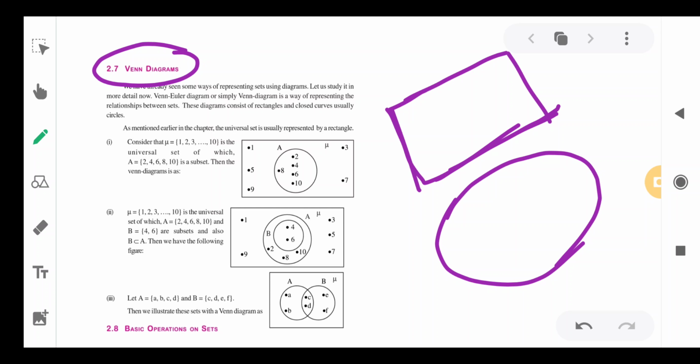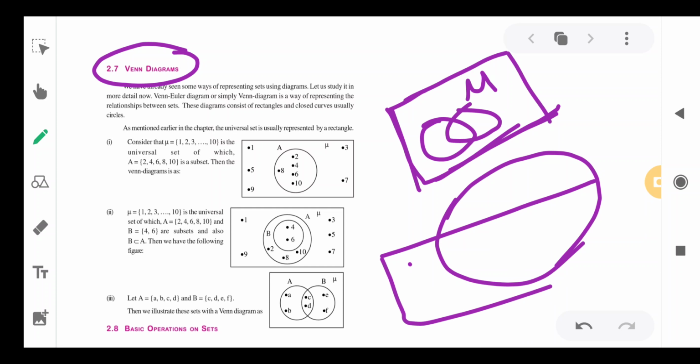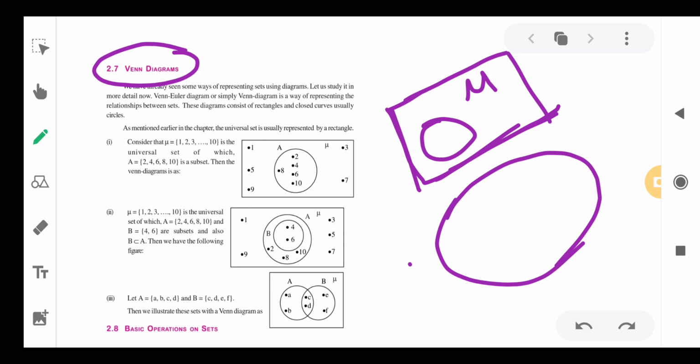Now let us see some examples. The universal set is mu, and in this there will be many subsets. Generally a universal set is shown as a big rectangle, and the remaining figures are drawn inside it. Suppose in mu, this is a subset. So mu is the universal set, and in it A is a subset.